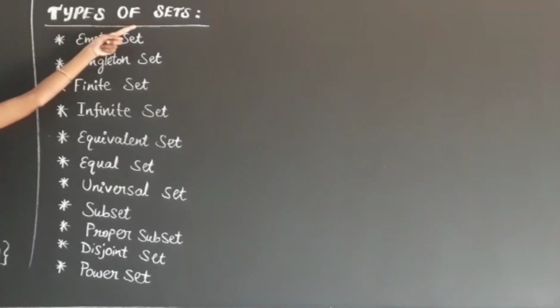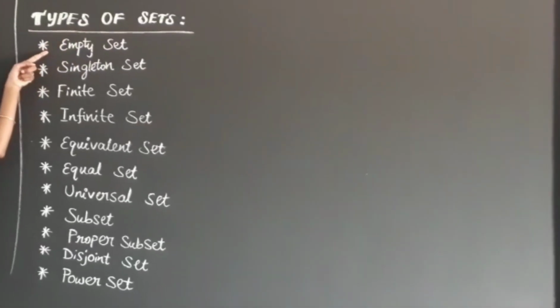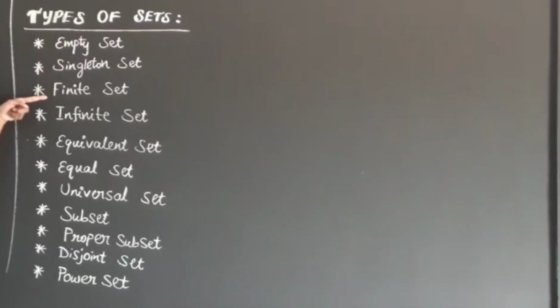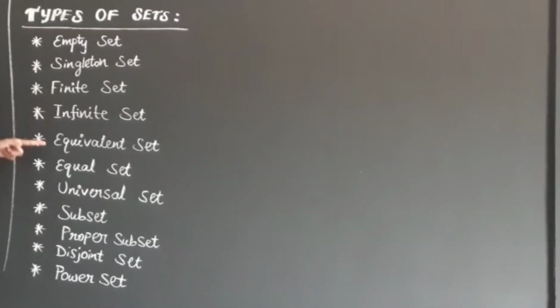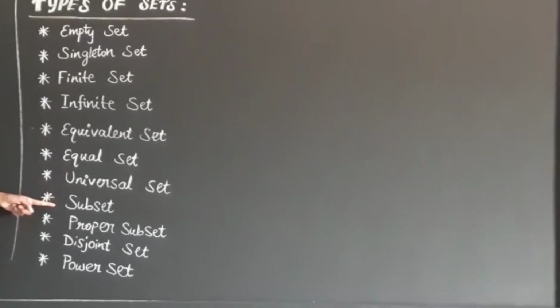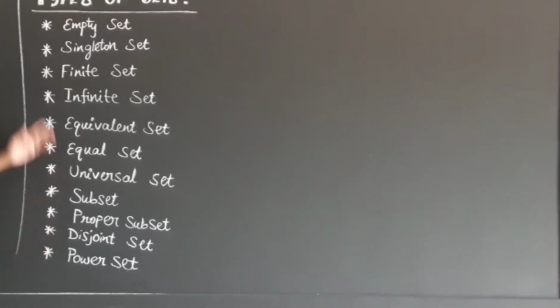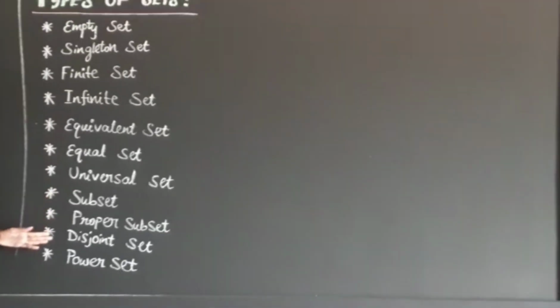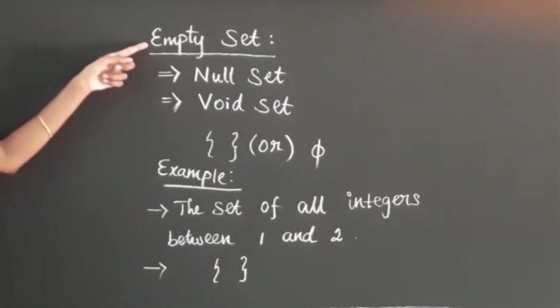Types of sets. The set types are empty set, singleton set, finite set, infinite set, equivalent set, equal set, universal set, subset, proper subset, disjoint set and power set. These all are the types of sets. First set is empty set.